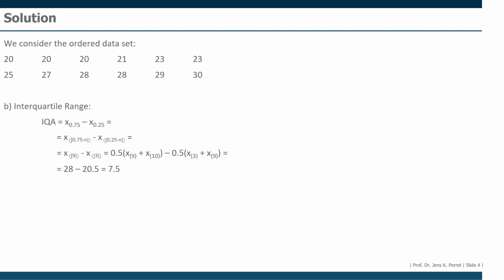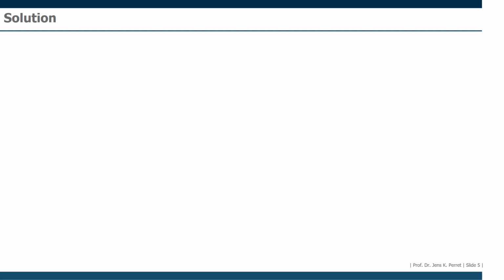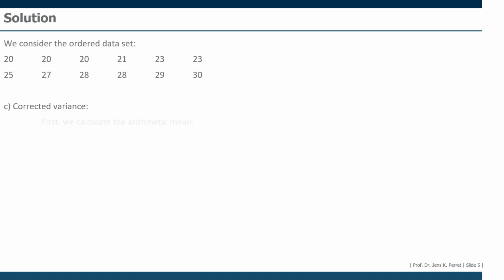Well, let's continue with the variance and the standard deviation. The first thing I need to calculate the corrected variance is the arithmetic mean. This I can easily get by simply adding up all values and dividing them by the number of observations. So here I get 24.5. Then I have two different ways of calculating my corrected variance. The first one would be to take each value, subtract the average, square the result and add all of this up, then divide this by the number of observations minus 1.